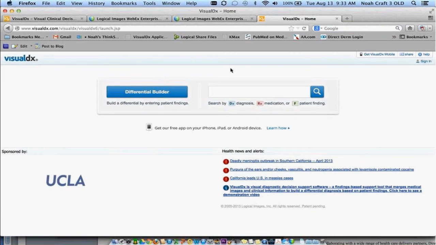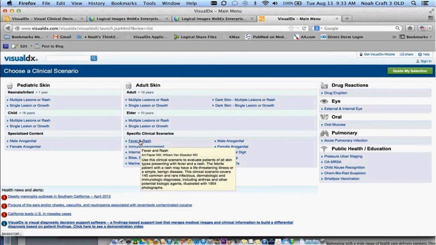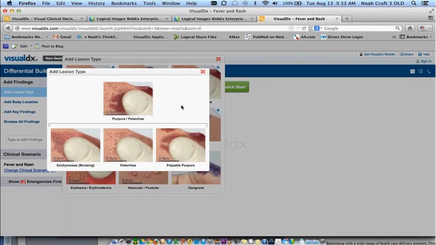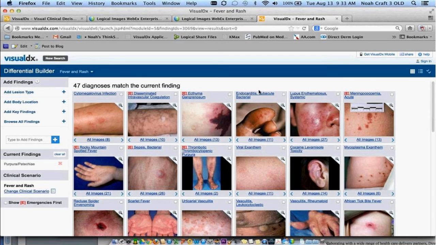So maybe what I'll do is use VisualDx to show you the differential. This is the homepage of VisualDx. Probably all of you have seen this, since you're logging onto this webinar. If you're looking for the differential of purpura in a patient with a fever, I might start here. For an adult with fever and a rash, the classic presentation of meningococcemia would be either purpura or petechiae. And so here's a really good differential diagnosis for the presentation of meningococcemia.